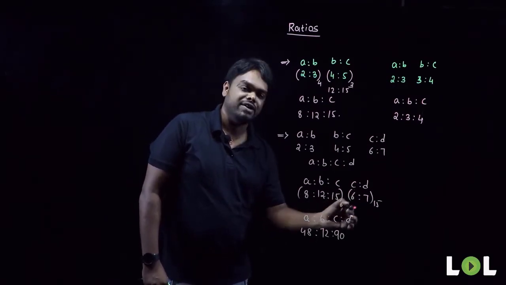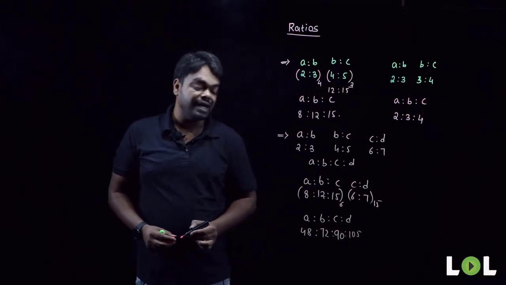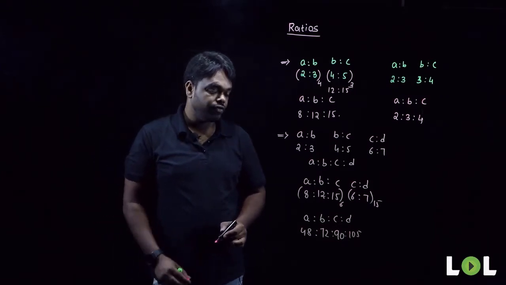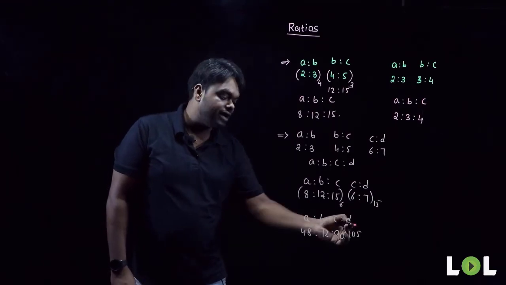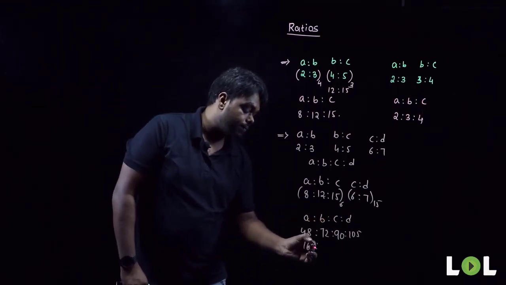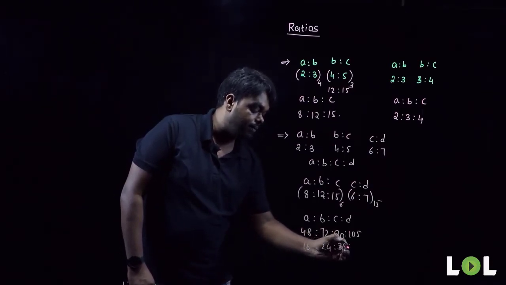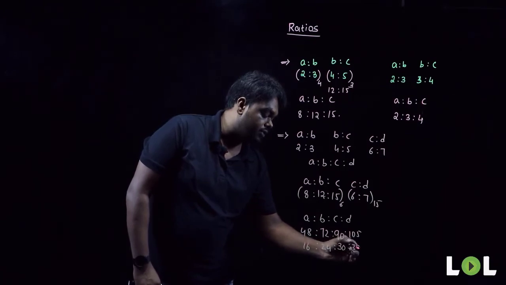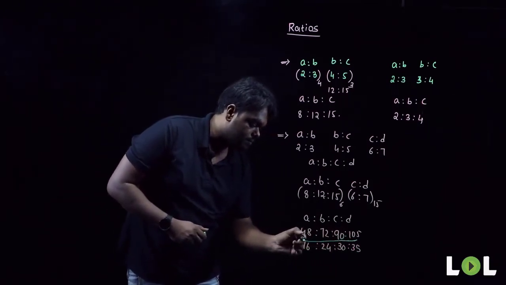So D value 7 into 15, that is 105. Well, this looks like a final answer, but it's not. Why? If you observe, 3 is common in all these cases. So what do we do? Divide all the numbers by 3. So 3 into 16 is 48, 3 into 24 is 72, 3 into 30 is 90, 3 into 35 is 105, and this is our final answer.